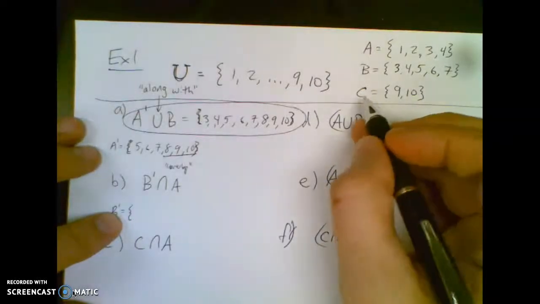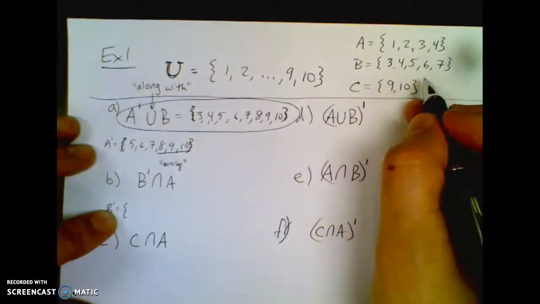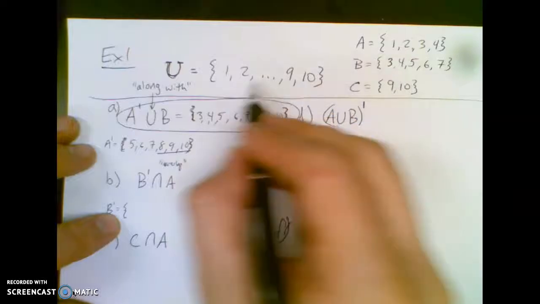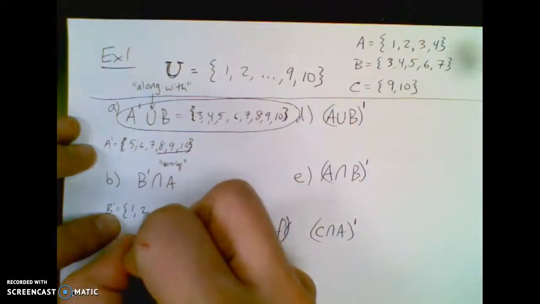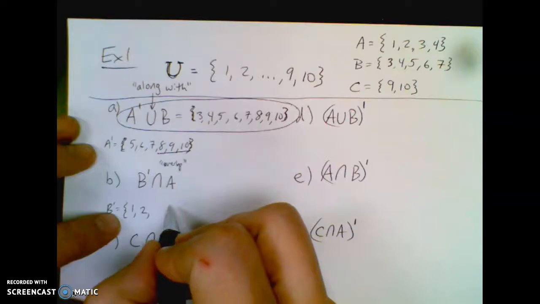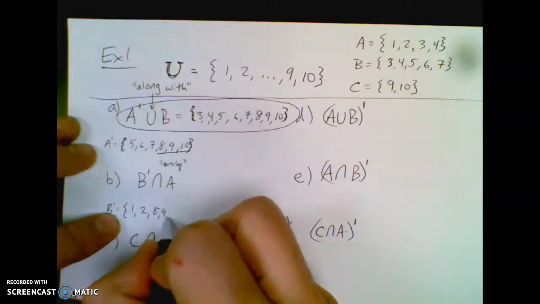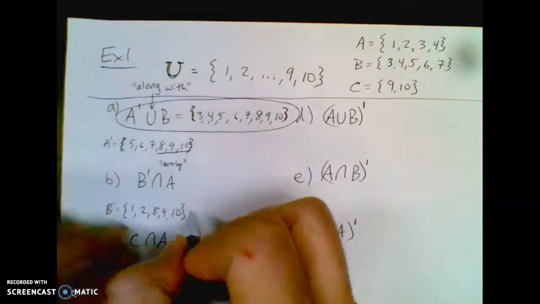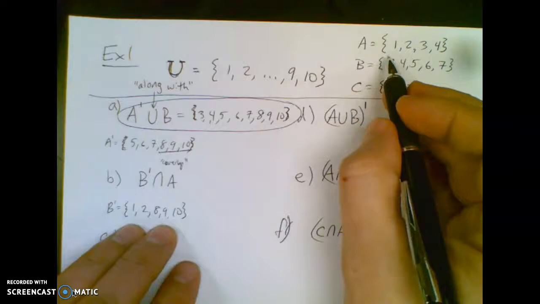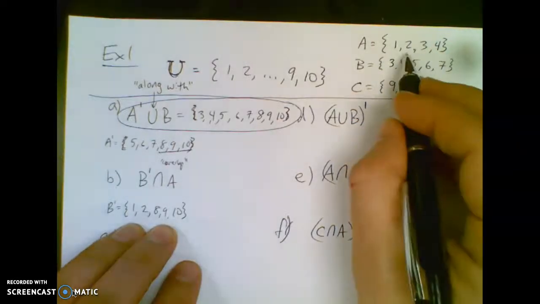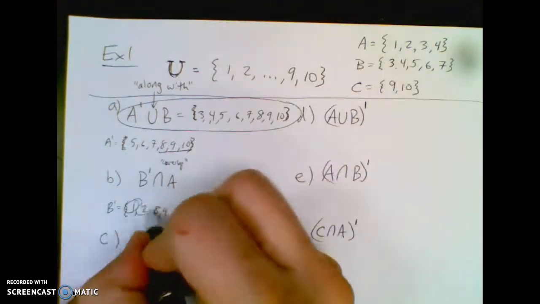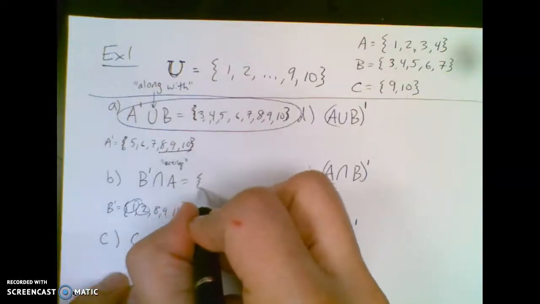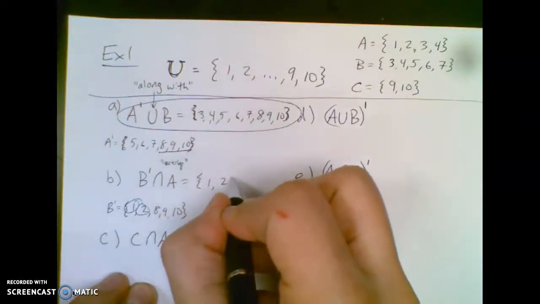So if B is 3, 4, 5, 6, 7, then B naught is everything in the universe that's not 3, 4, 5, 6, 7, which would be 1, 2. I skip 3, 4, 5, 6, 7, and I go 8, 9, 10. So that's B naught. Where does this thing intersect with A? What do they have in common? Well, the 3 and the 4 don't show up in both, but the 1 and the 2 do. So it's just 1, 2.